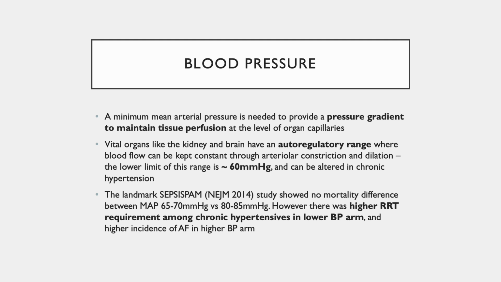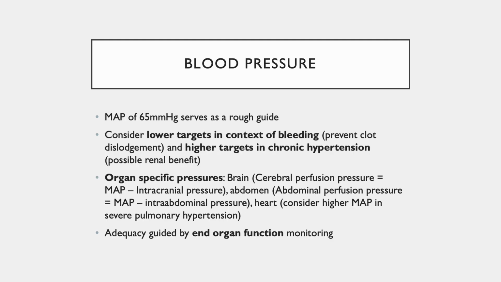The landmark sepsis PAM study actually showed no mortality difference between targeting a mean arterial pressure of 65 to 70 versus 80 to 85 mm mercury. However, there was higher renal replacement therapy requirements among patients who were chronically hypertensive in the lower blood pressure arm, and there was a higher incidence of atrial fibrillation in the higher blood pressure arm.